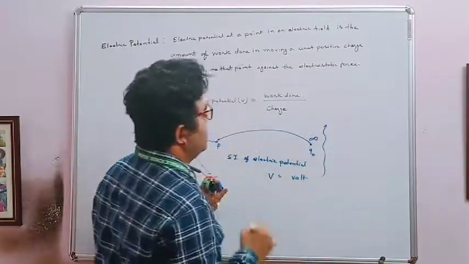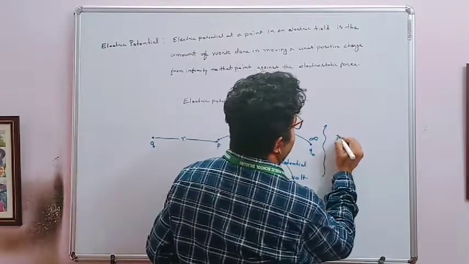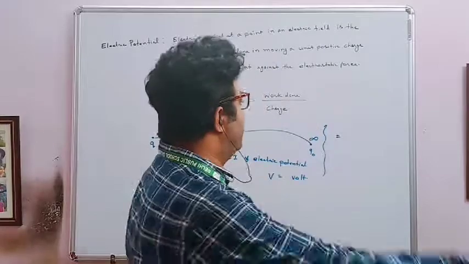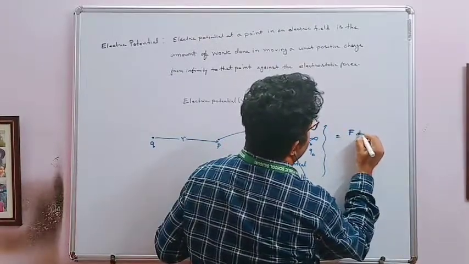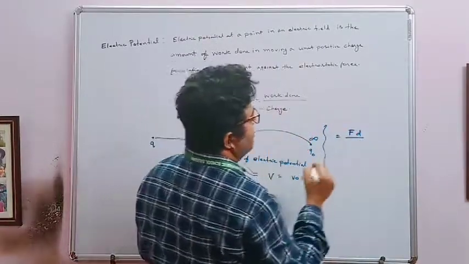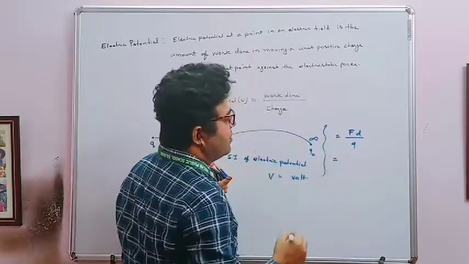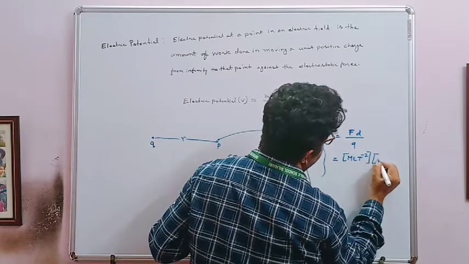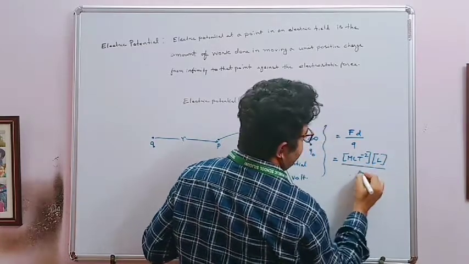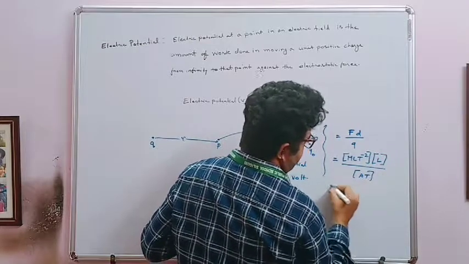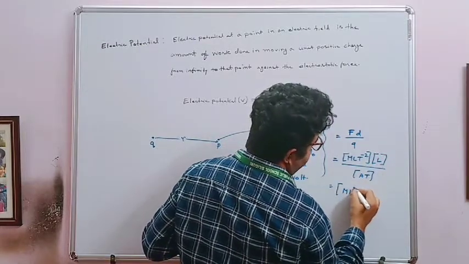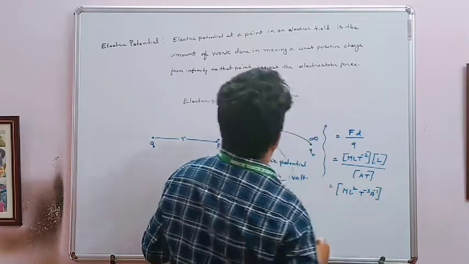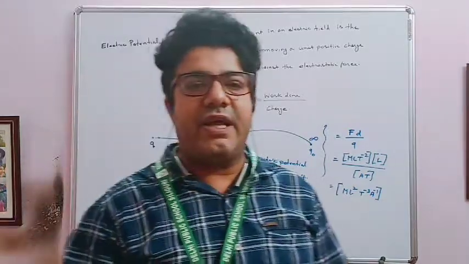Next thing is, what is the dimension? For dimension, we know energy means force into displacement, and charge means Q. Now what is the dimension of force? M L T minus 2. What is the dimension of distance? L. What is the dimension of charge? A T. So M L square T minus 3 A minus 1 is the dimension of electric potential.